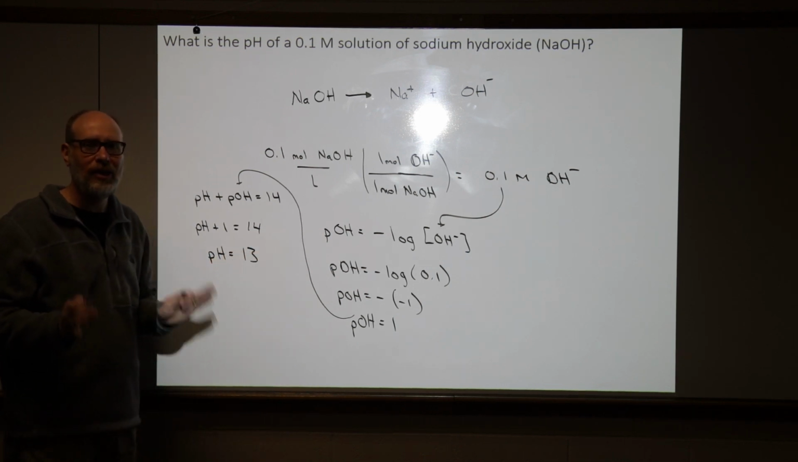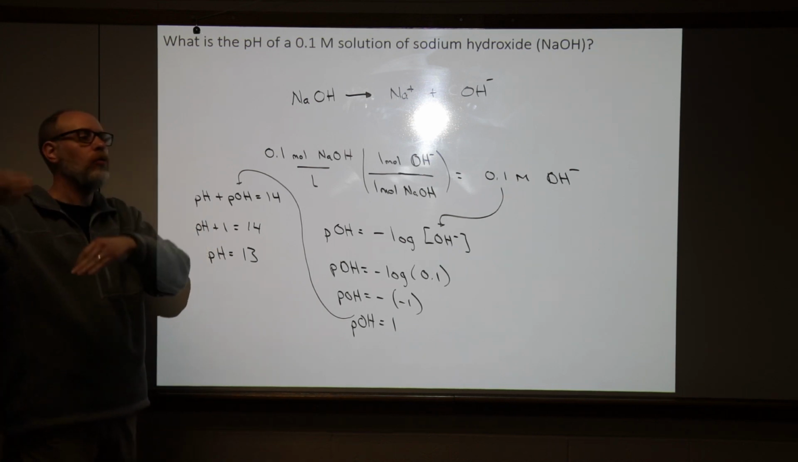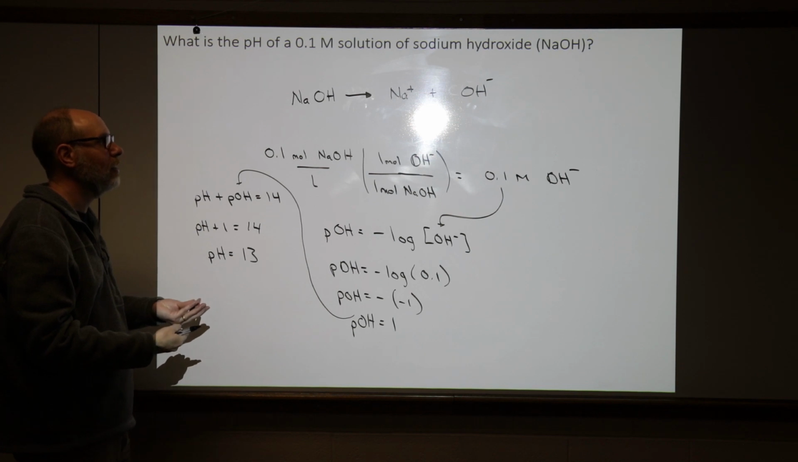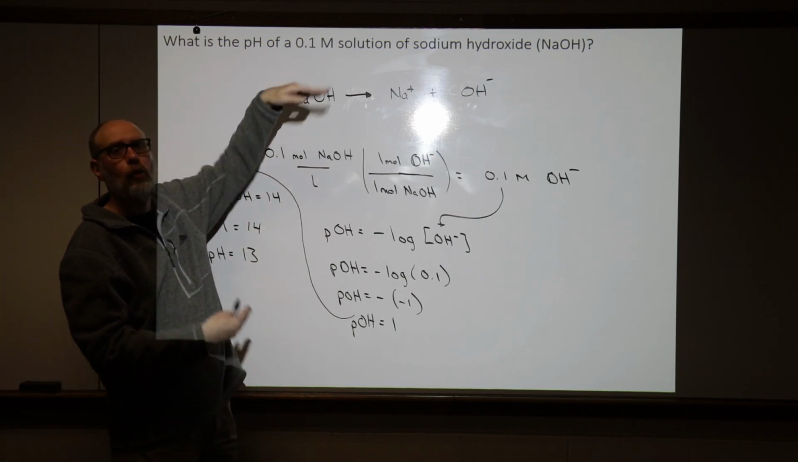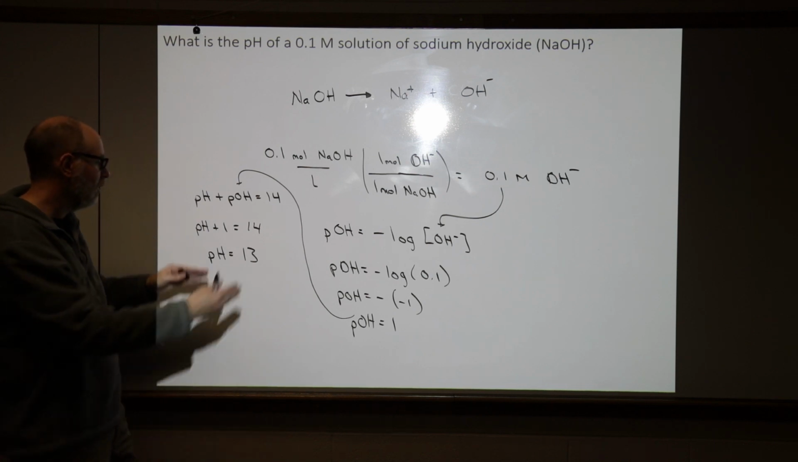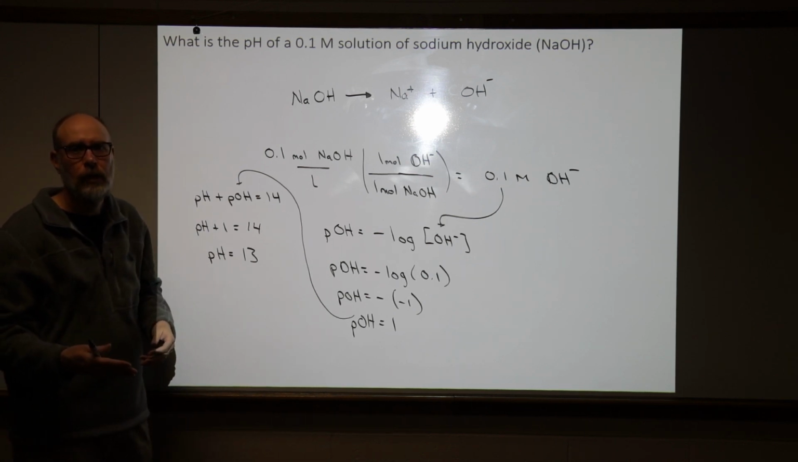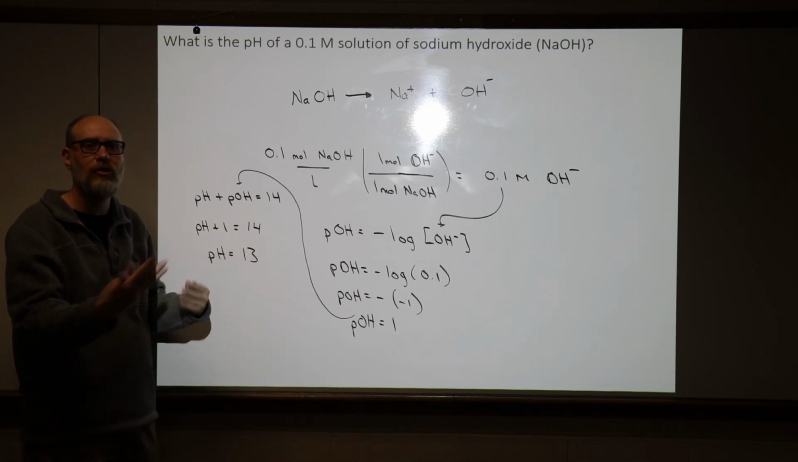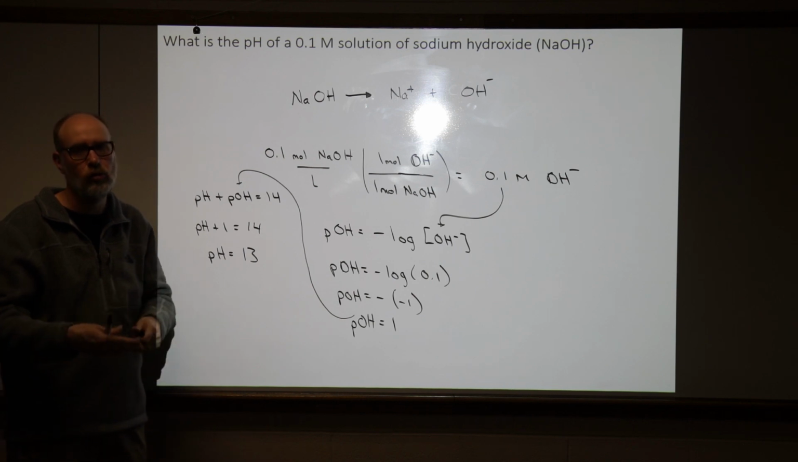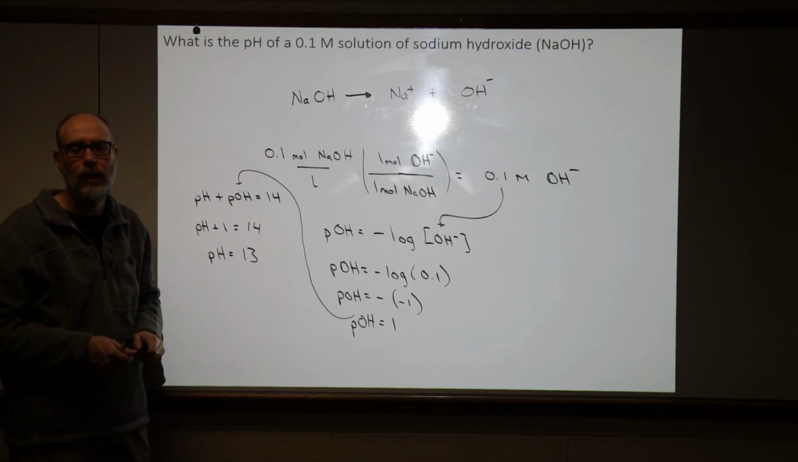Now, does this make sense? We said that a pH above 7 is what we call basic. If we have a concentration of a strong base, we would expect that to be very basic, so a pH of 13 makes complete sense. That's how we might work through or determine what the pH of a strong acid or a strong base solution would be. We'll look at weak acids and weak bases in the next video.